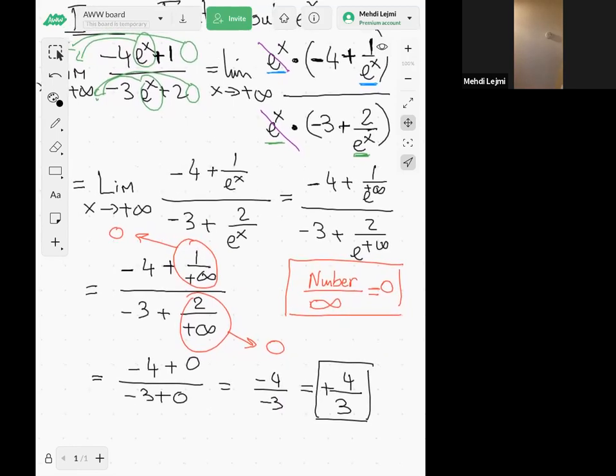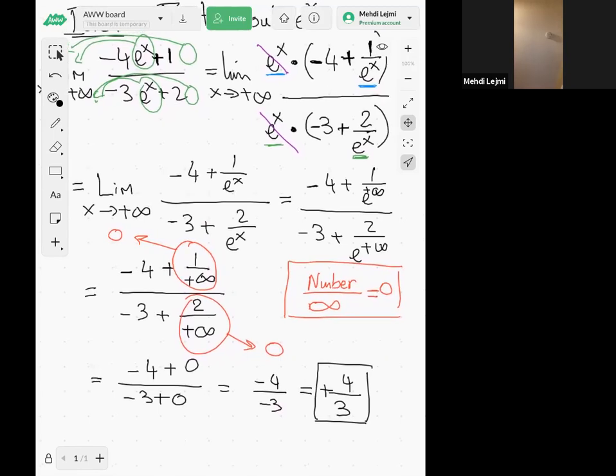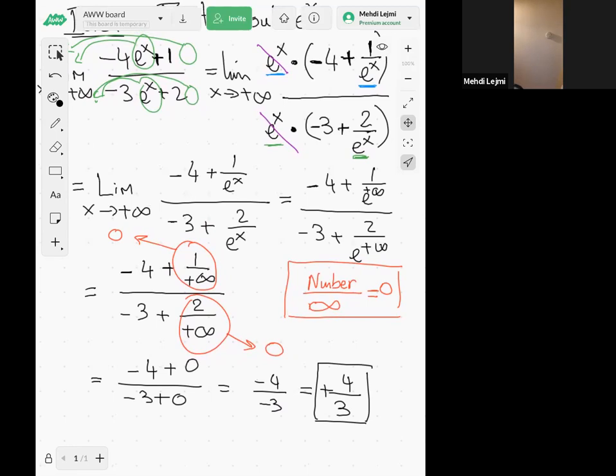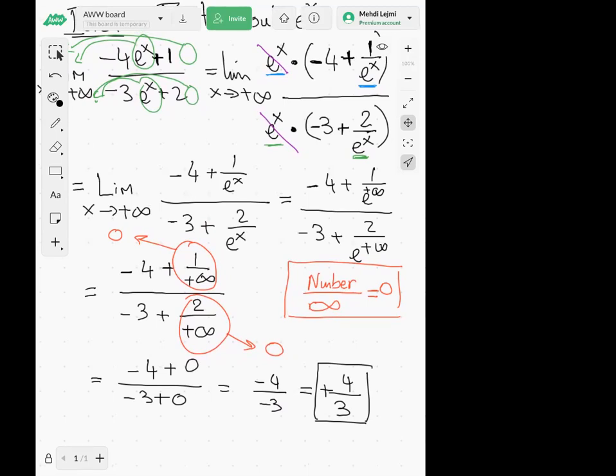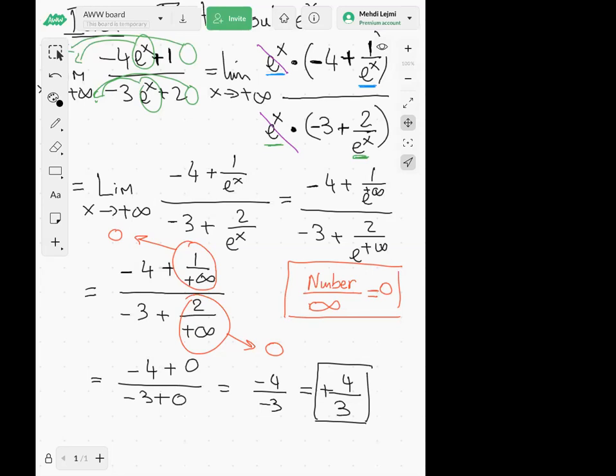I see your point. Your remark is very good, because that would be the same rule as for polynomials when you compare. But my advice is not to use that rule for the exponential, because you can have very slightly different problems, like e to the minus x or e to the 3x. It can change.